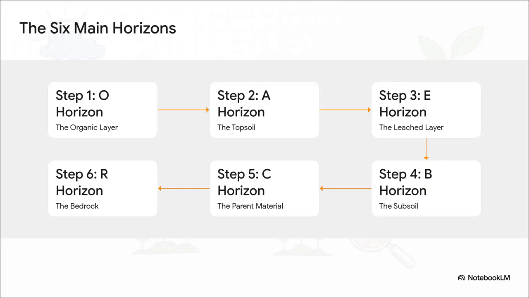So here's our roadmap. A fully developed soil profile can have up to 6 main layers. They're labeled O, A, E, B, C, and R. And it's actually pretty easy to remember. It goes from the organic stuff at the top all the way down to the rock at the bottom. Now, let's see what makes each one special.